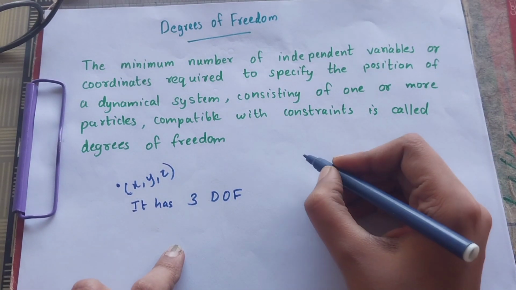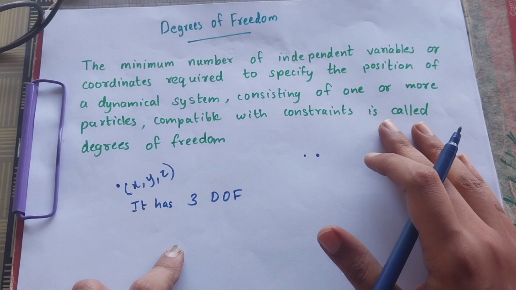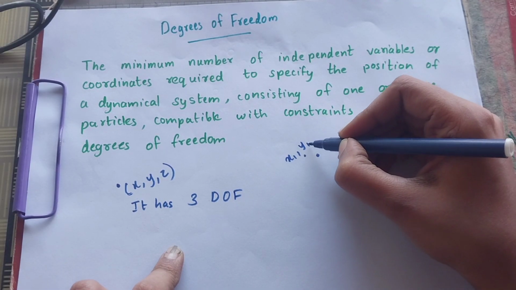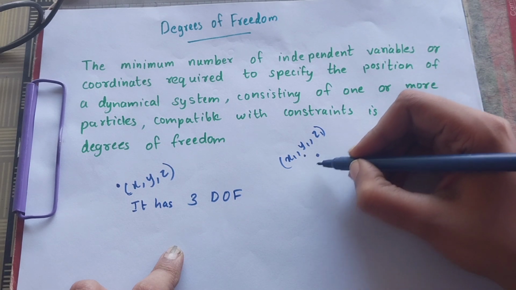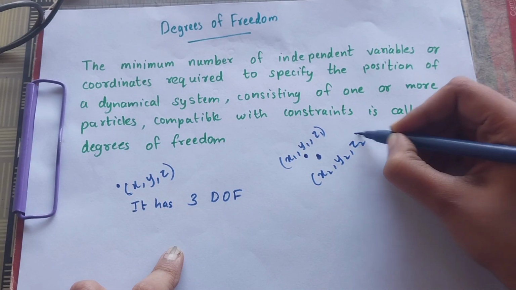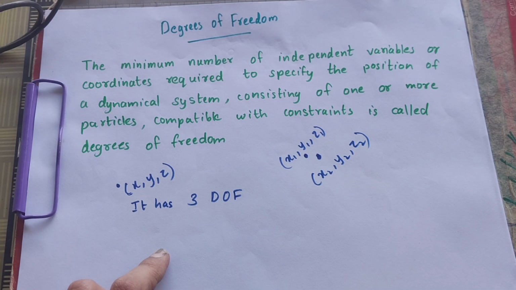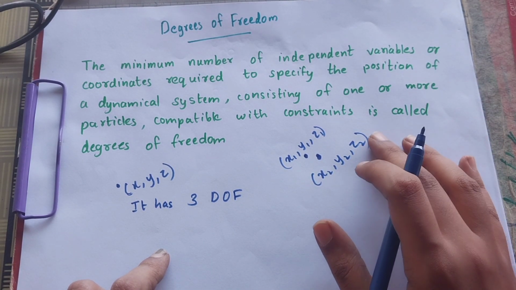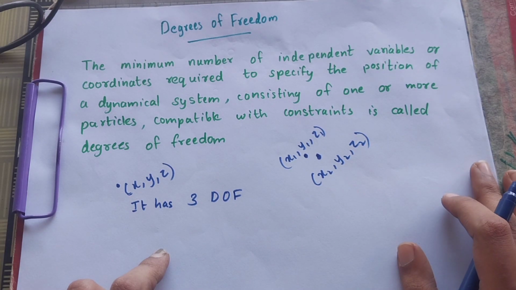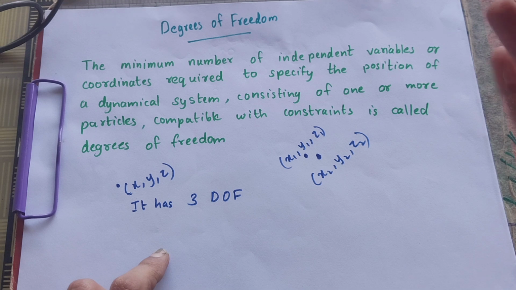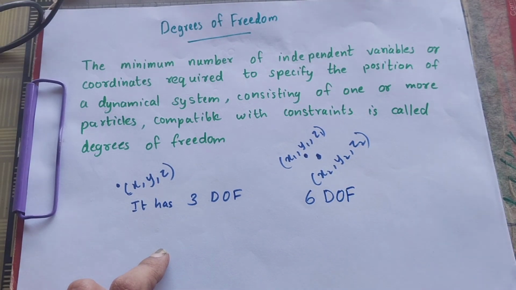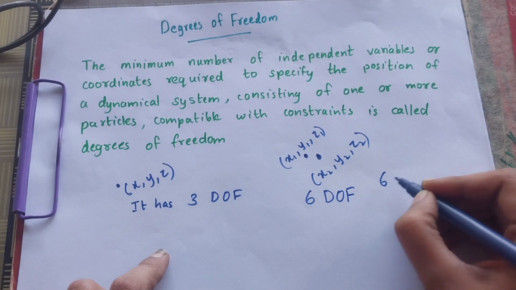Now consider two particles moving freely in some other kind of space. For the first particle we need three coordinates, x1, y1, and z1, and for the second particle we need x2, y2, and z2. So in total we need 6 independent coordinates to describe the position of that system. This is a system of two particles. In which space? Not in 3-dimensional space, it is actually a 6-dimensional configuration space. So it has 6 degrees of freedom.